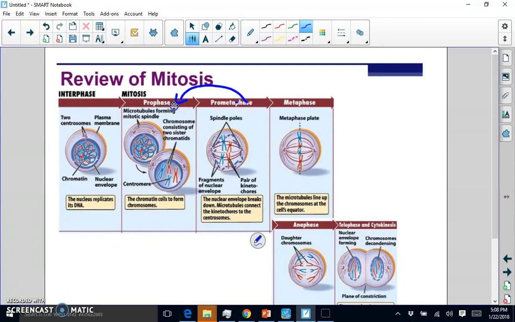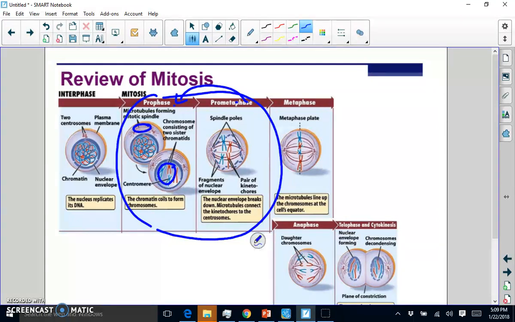So if you remember in prophase, which we're going to link together here, those two, prophase and prometaphase, a couple things happen. We have the spindle fibers forming, we have the DNA condensing to form chromosomes, we have the nuclear envelope degrading, and then eventually what happens is the spindle fibers attach to the kinetochores, or the middle of the chromosomes, and begin moving them to the middle. So those are all the things that happen in prophase.